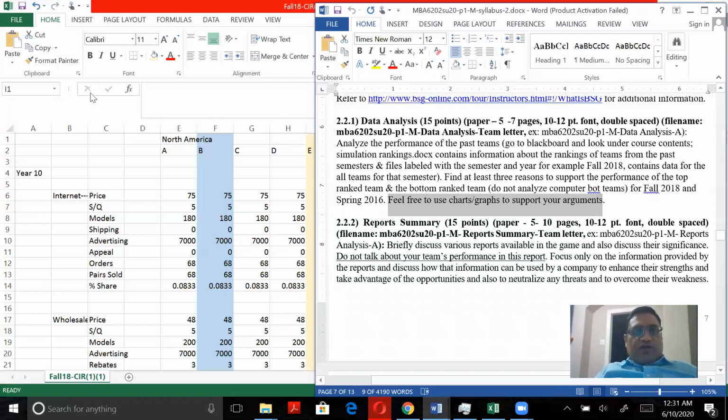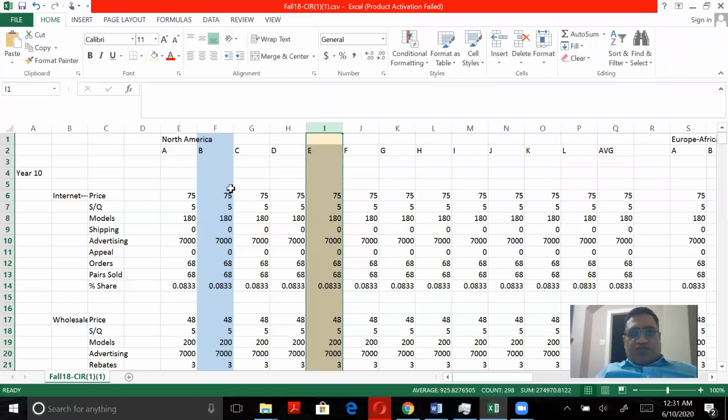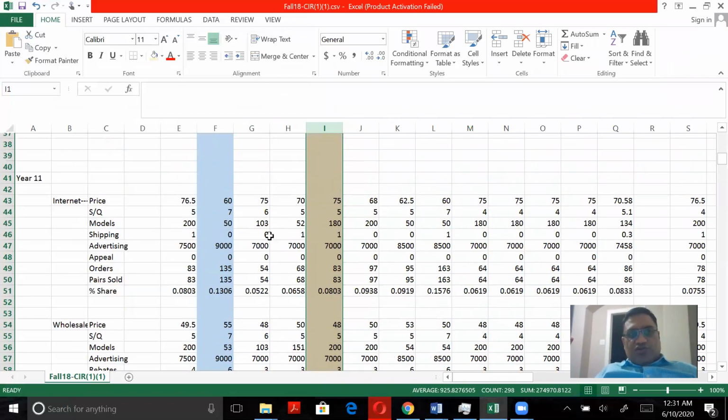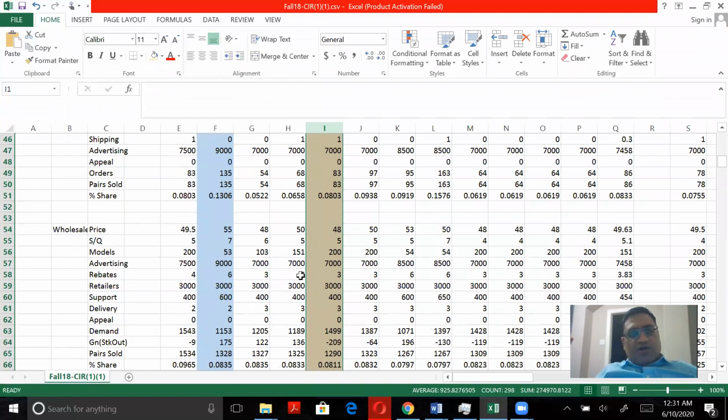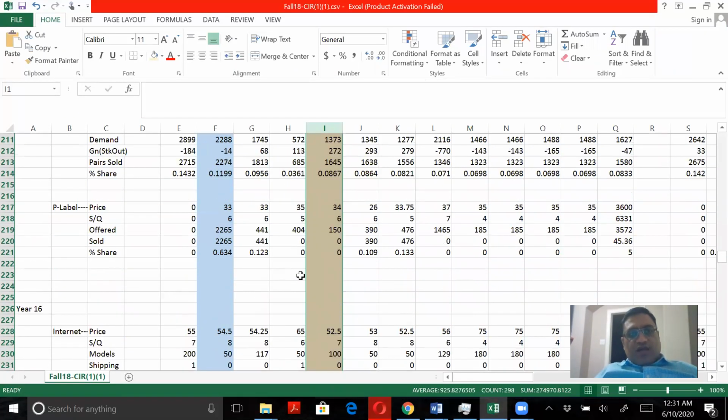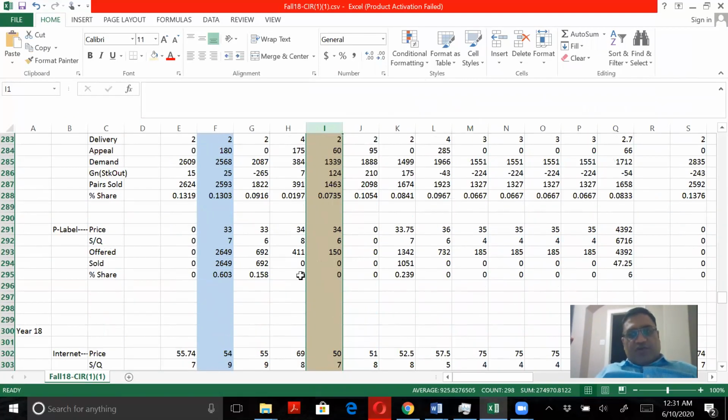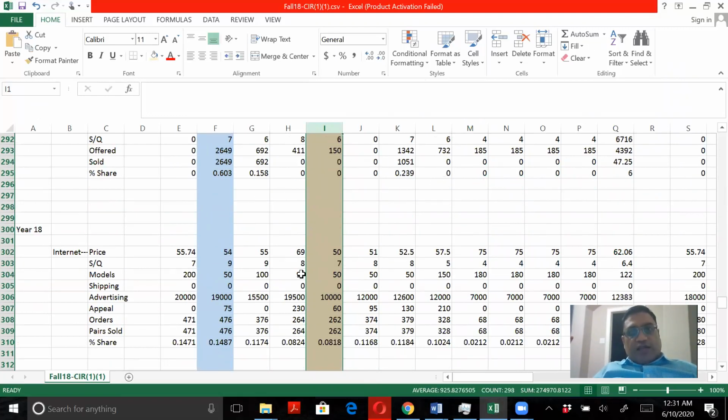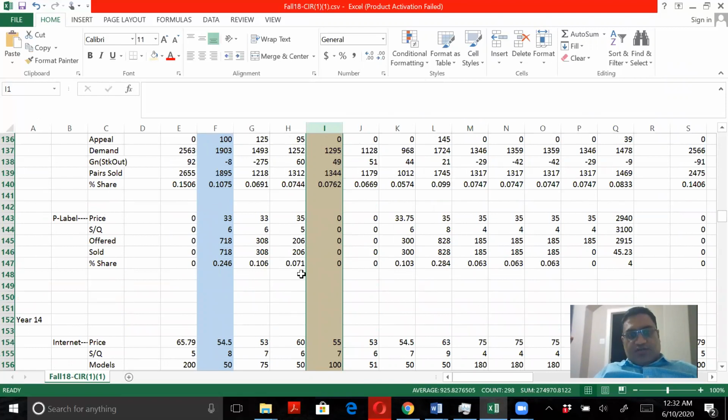So again, over here you've got teams, the top team, the bottom team. Then you're looking for reasons. Don't just stop at year 11. Keep going to the bottom. And also, it would be a good idea, as I mentioned, to chart throughout the years to see what was going on. And this is just one spreadsheet, okay?